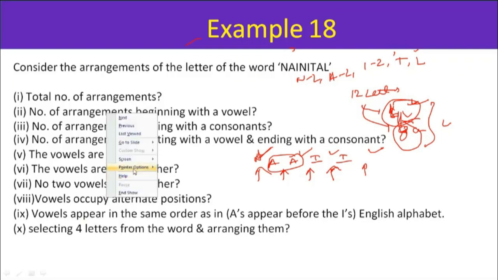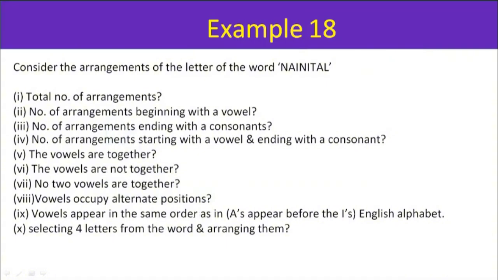So what does this mean? See, vowels occupy alternate positions, which means vowels are not together. So definitely you have to put consonants first, say N, N, T, and L, right? Now vowels are alternate. What does it mean? It implies that I can't randomly choose 5C4, because with the 5C4 method it could be here, here, here, and here. But because this question says vowels occupy alternate positions, I only have limited cases now. And what are these cases?